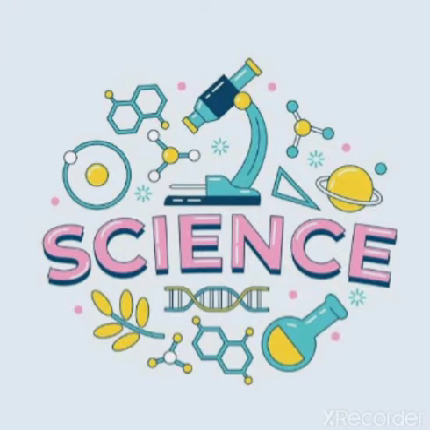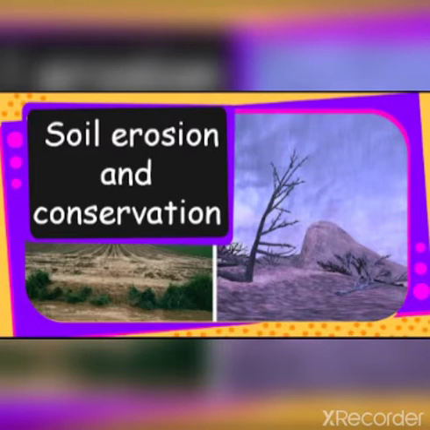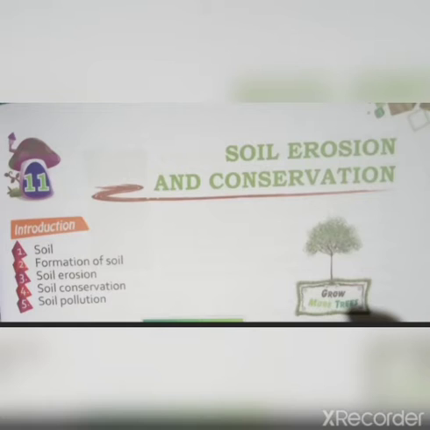Today we will discuss a new chapter from your science, chapter 11, soil erosion and conservation. So let's start the chapter. Introduction. There are 5 points: soil, formation of soil, soil erosion, soil conservation and soil pollution. Okay. So first of all, what is soil? Let's start.